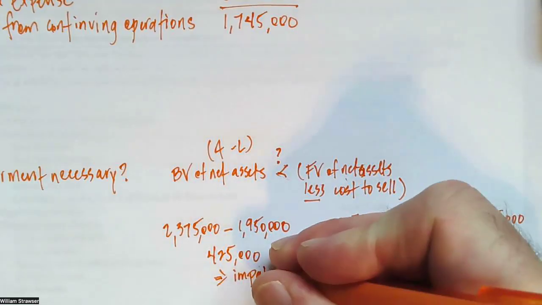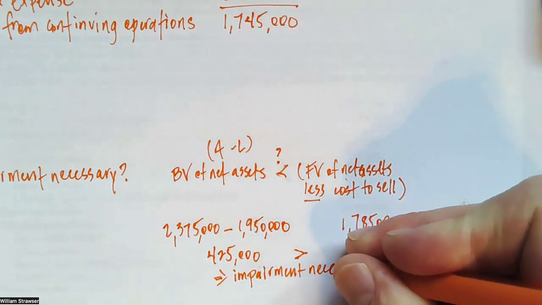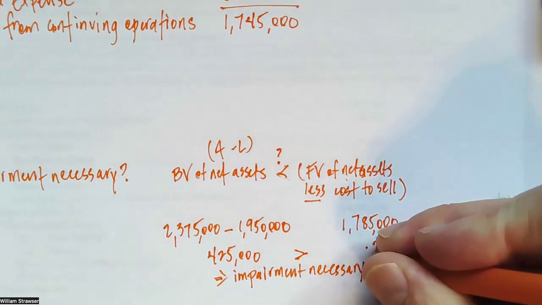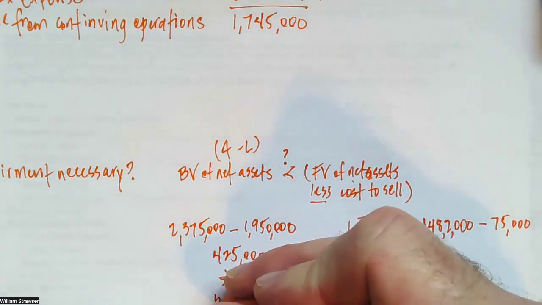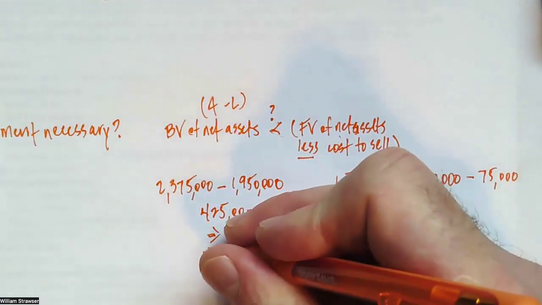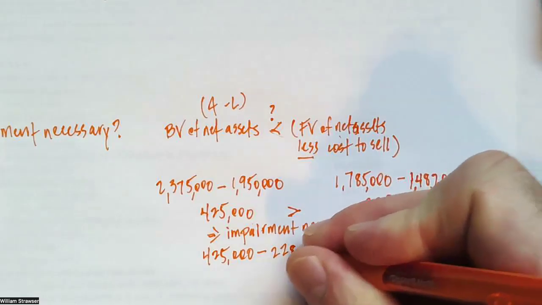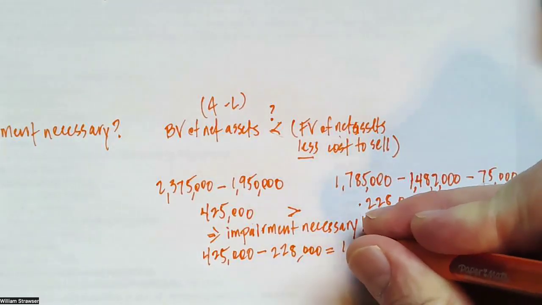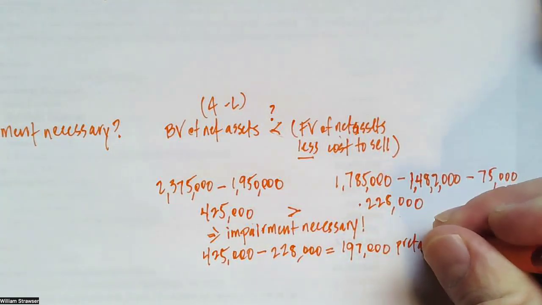And we're going to apply impairment for the difference because all we're trying to do is bring the book value down to this value here. So we take the difference between 425 and 228, and that gives me $197,000 of pre-tax impairment loss.